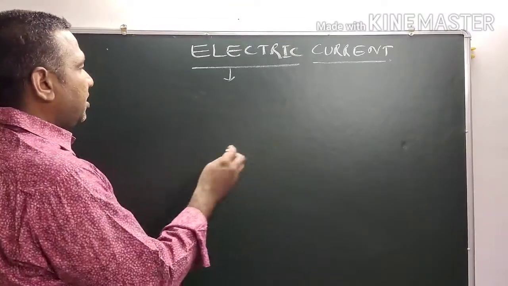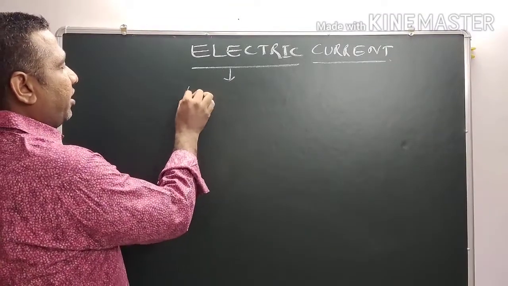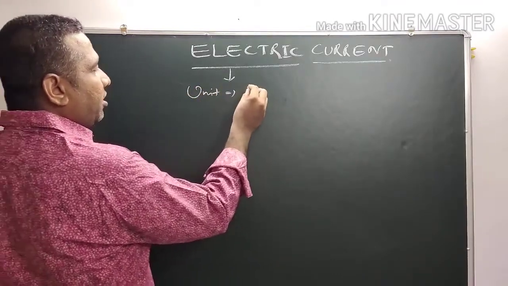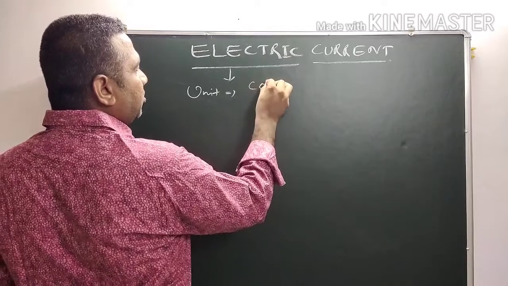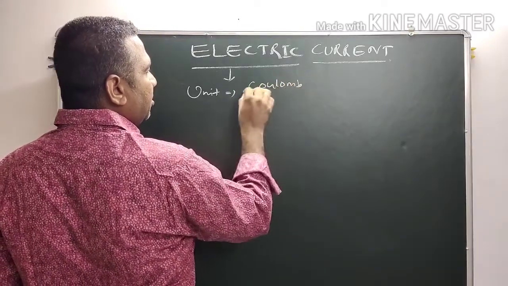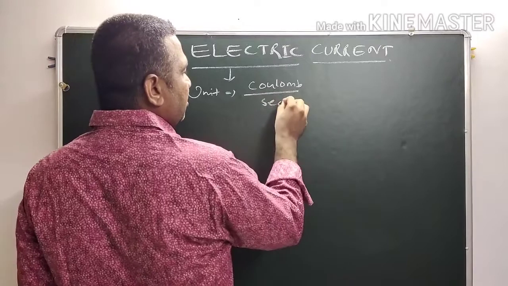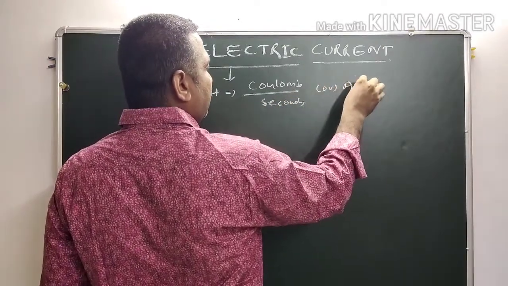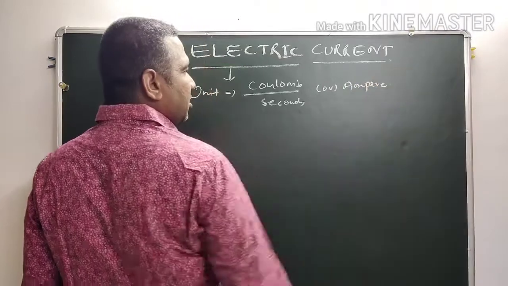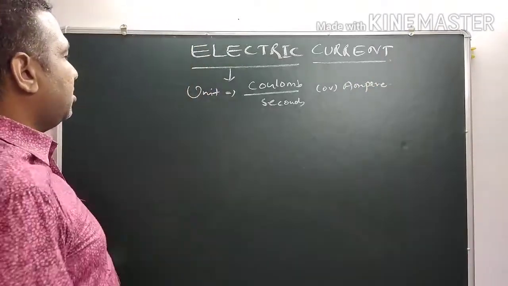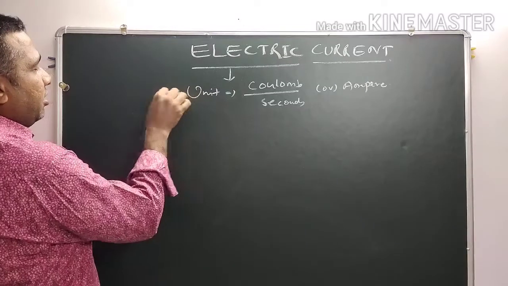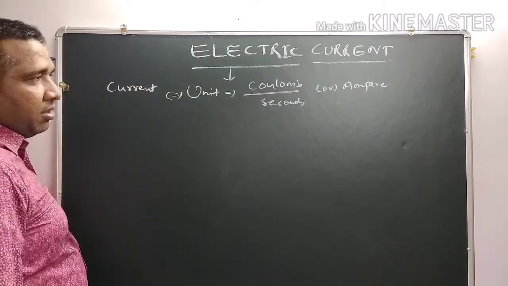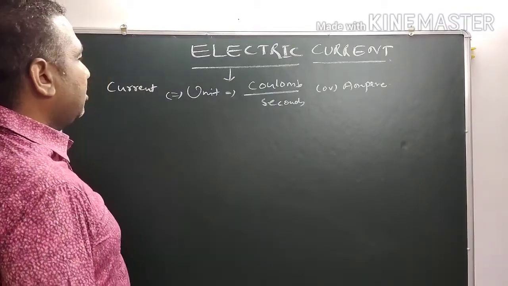So we discussed the units of electric current. The unit of electric current is coulomb per second, or we can say it as ampere. So this is the unit for current, or electric current.